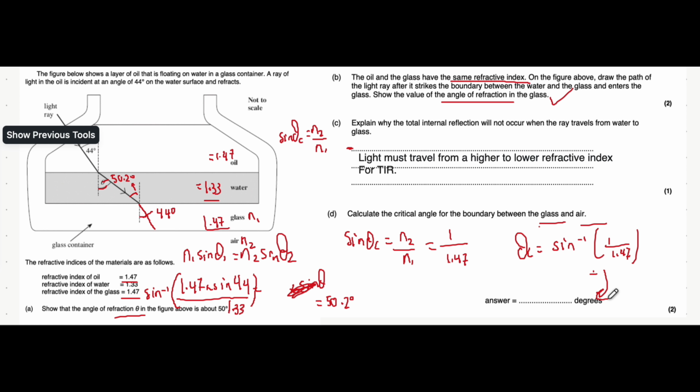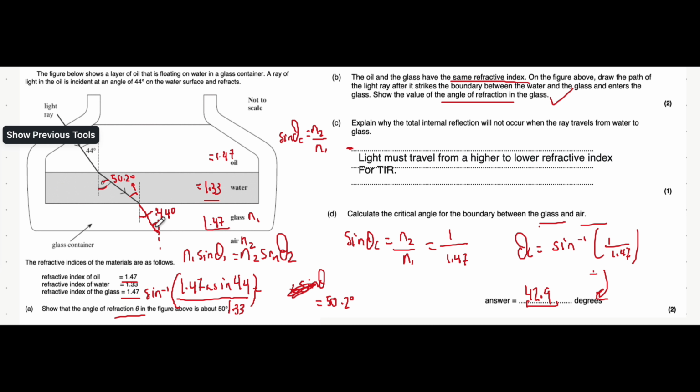Let's quickly do that. 42.9 degrees. Just as a rule of thumb, try to write to 3 significant figures. From there, that's pretty much the question done, but I wanted to ask a bonus question, because what we just found is that the angle that's needed for total internal reflection is if it's bigger than 42.9 degrees between glass and air.